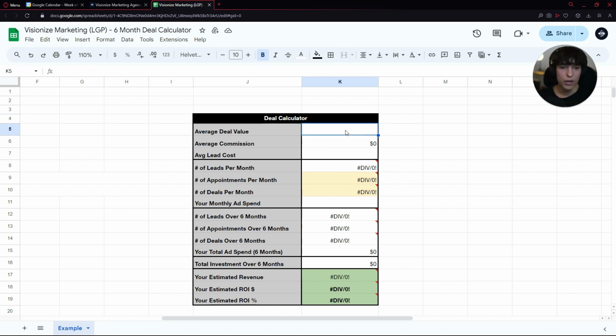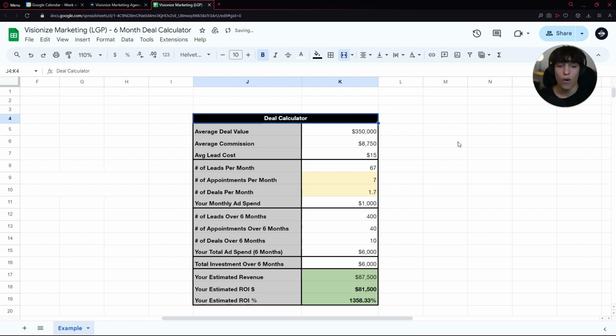Let's say we're in a market where the average home price is $350,000. The average commission on that will be $8,750. And let's say our average lead cost is $15 per lead. Now from here, we're going to put in our monthly ad spend. So let's say we're spending $1,000 a month on ads. Now everything is going to populate. So let's just walk through it.